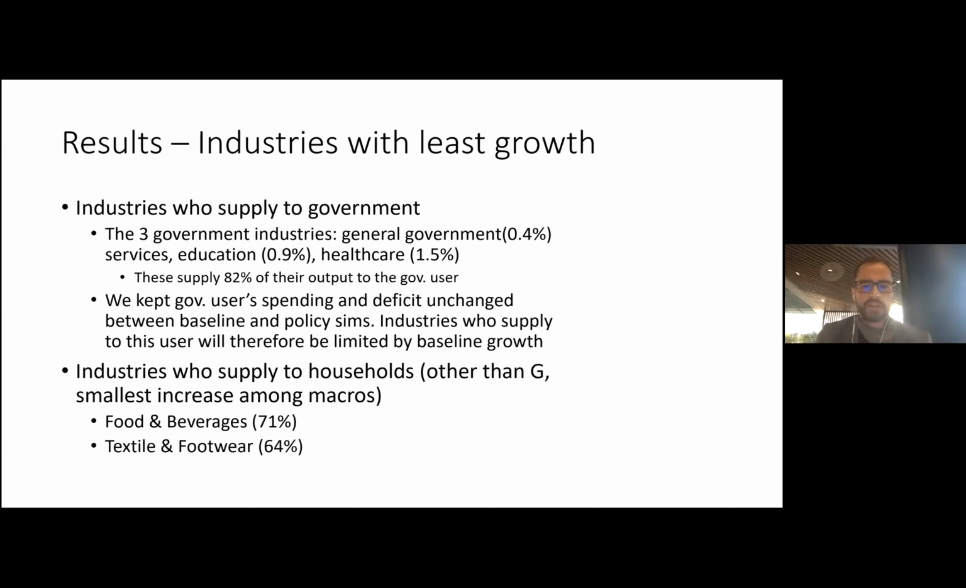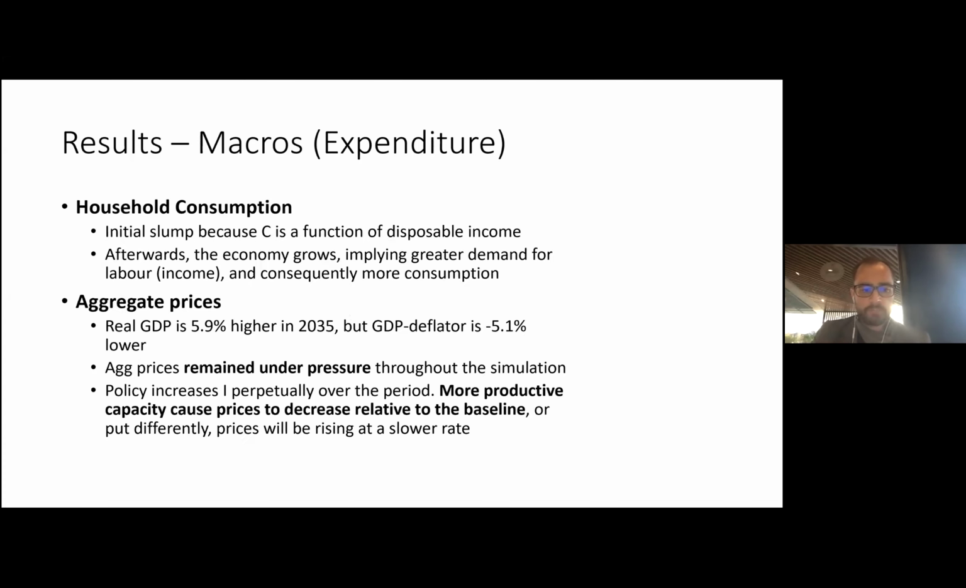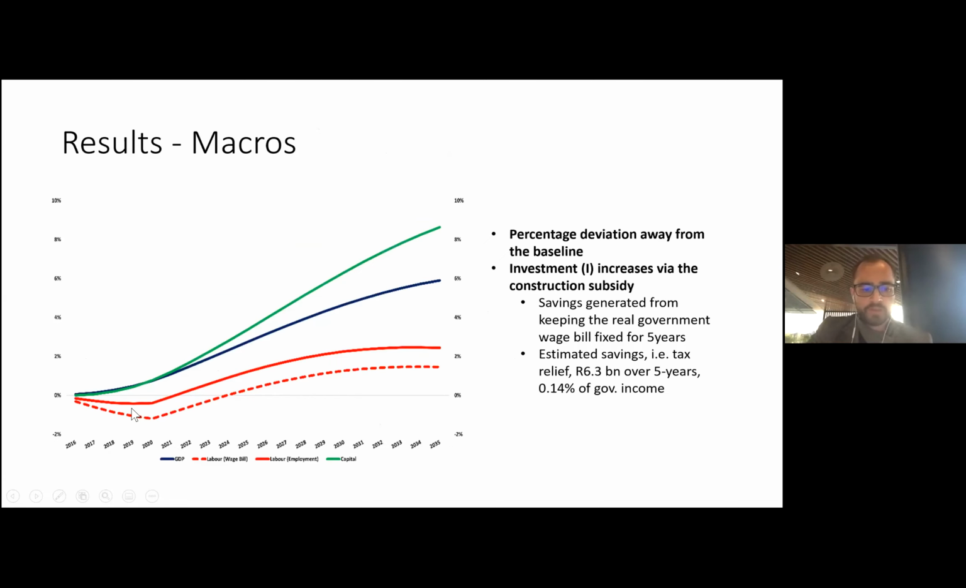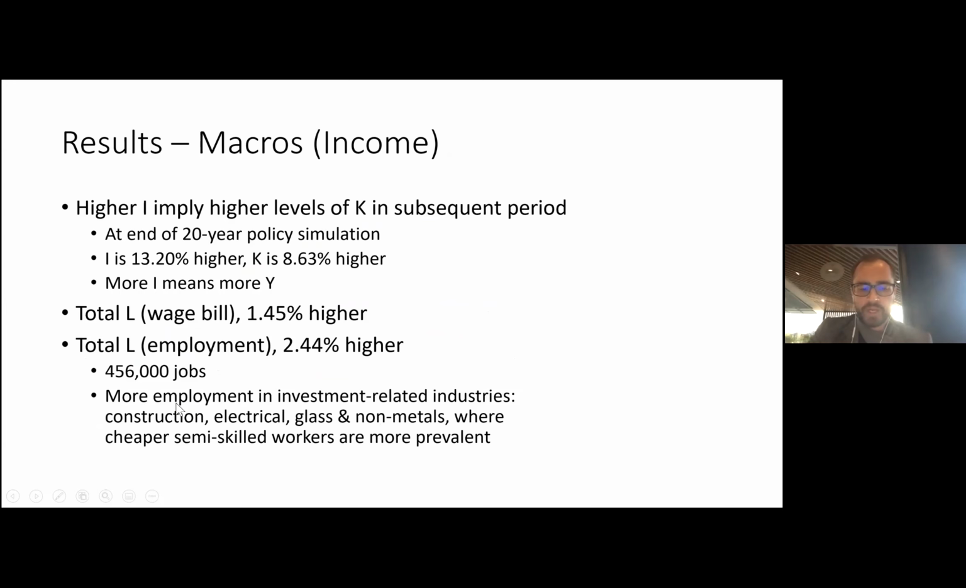Industries that didn't do well, of course, would be the government industries, because that's what we assumed, that's what we fixed. We kept, as I said, the government spending and the deficit fixed, so they were really capped by their baseline. Industries that supply to households, as we saw initially here, the slump in household spending, which was a result of the slump in the income that they get from wages.